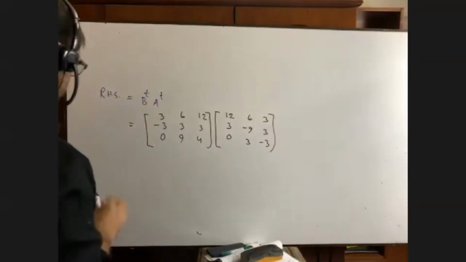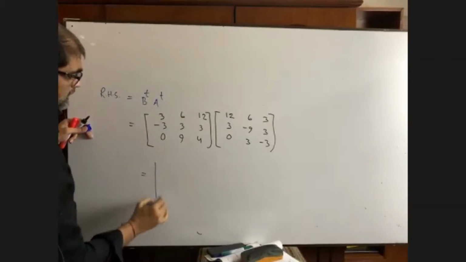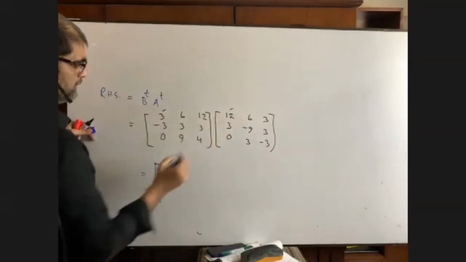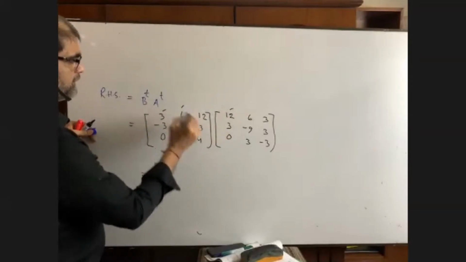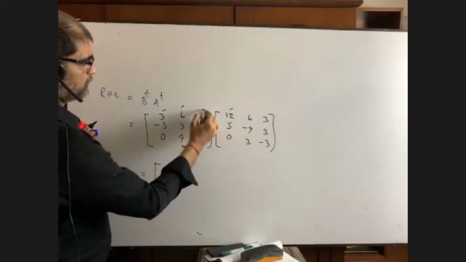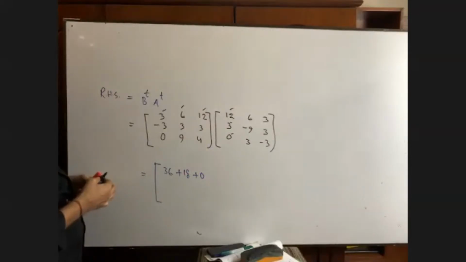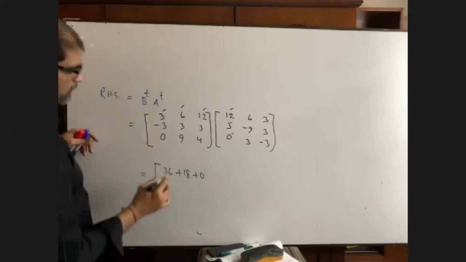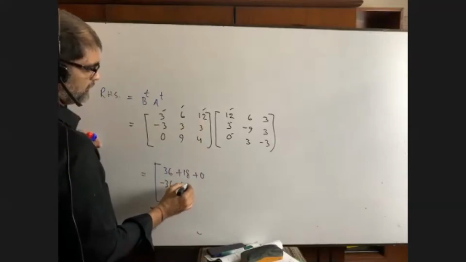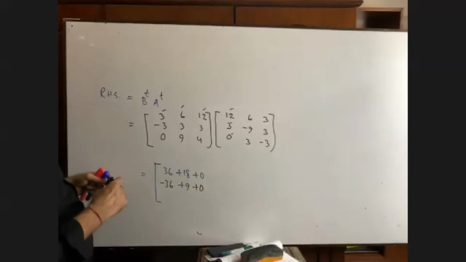Like the previous math, you have to calculate now. Equals to what? Can you calculate? 3 into 12, that is 36. 6 into 3, that is 18. 12 into 0, that is plus 0. Okay? You can go to the second row. Minus 3 into 12, minus 36. 3 into 3, that is 9. 3 into 0, that is plus 0. Okay, now go to the third row.